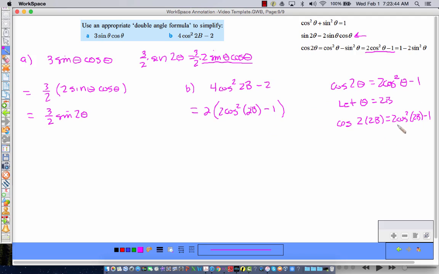So look, I have the exact same thing here. I have 2 cosine squared 2b minus 1, and 2 cosine squared 2b minus 1. That is equal to cosine of 2 times 2b. So I can substitute this for this, and I end up with this 2 isn't going anywhere, times cosine 2 times 2b. And I really don't need these parentheses. I could write this as 2 cosine of 2 times 2b.